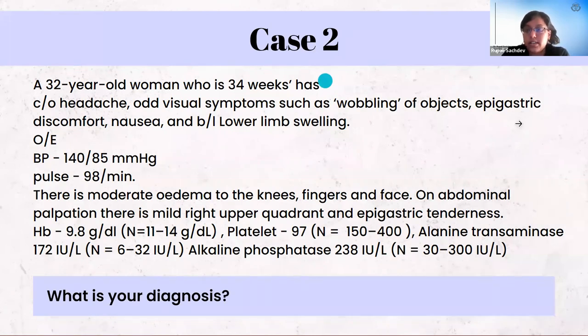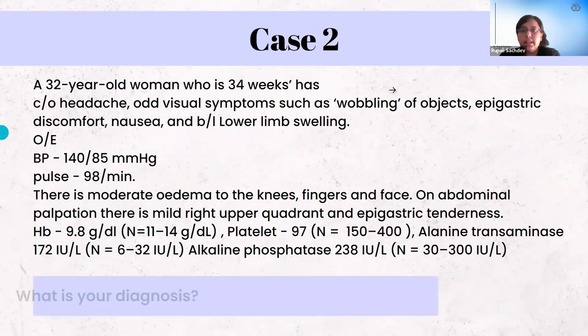So this is a case of HELLP syndrome where you have hemolysis. Again, there should be other ways of confirming the hemolysis as well, as we discussed before. We have elevated liver enzymes and we have low platelets, along with symptoms of preeclampsia. So you have the headache, you have the visual symptoms, the nausea, bilateral lower limb swelling, things like that.